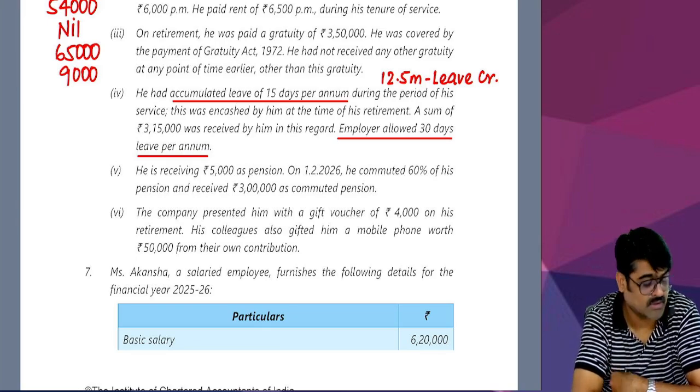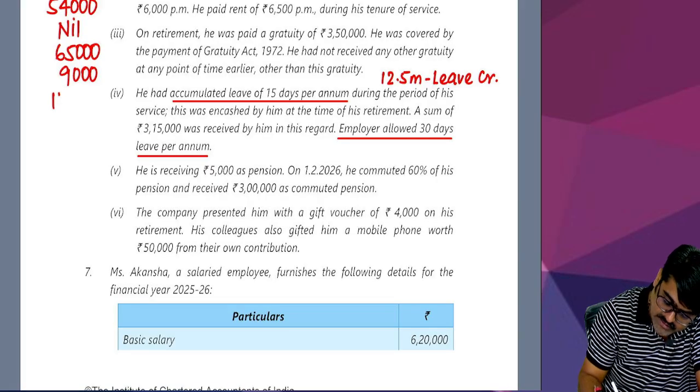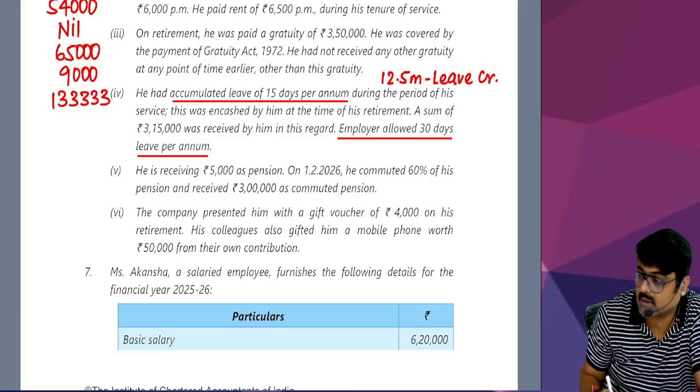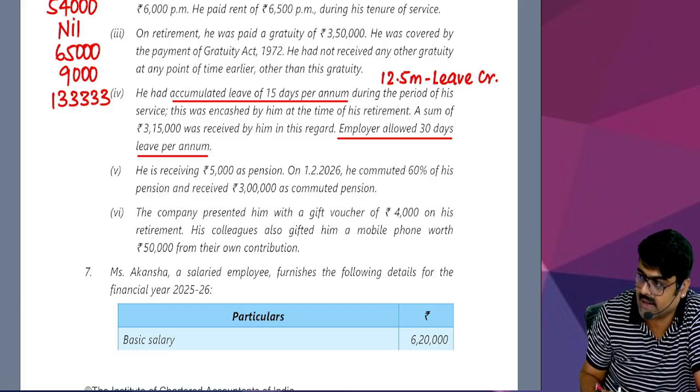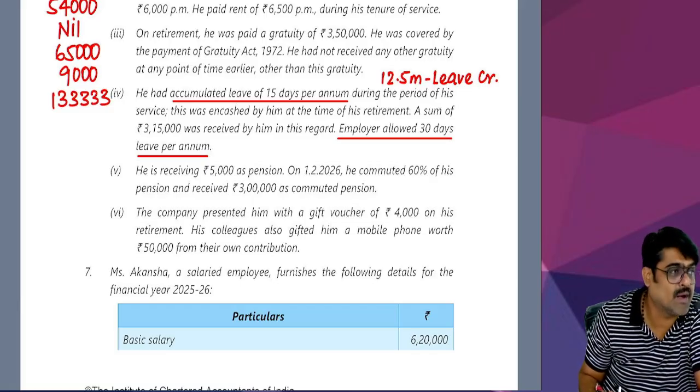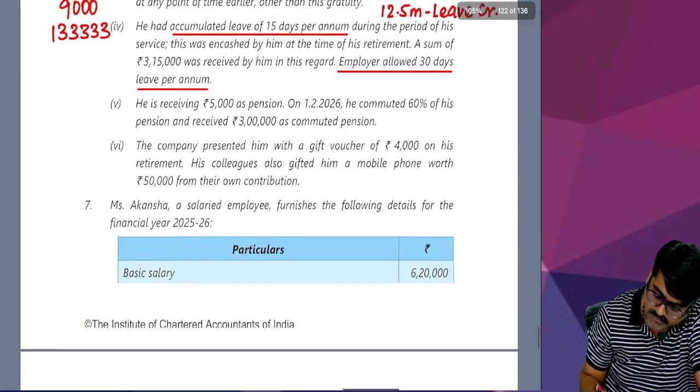How much will be taxable? 1,33,333. That is the taxable commuted pension. Everyone getting this? What is happening? Did you understand? Next one.